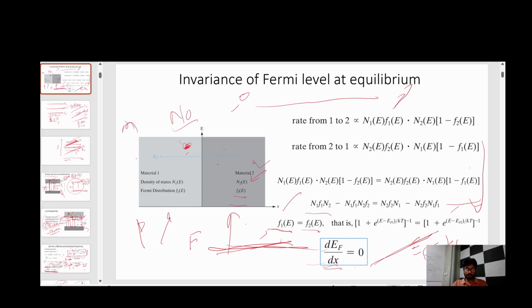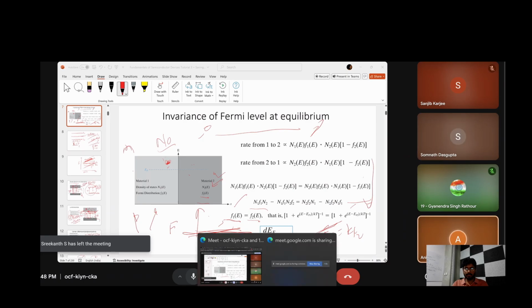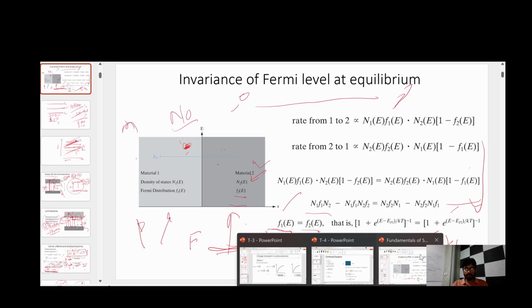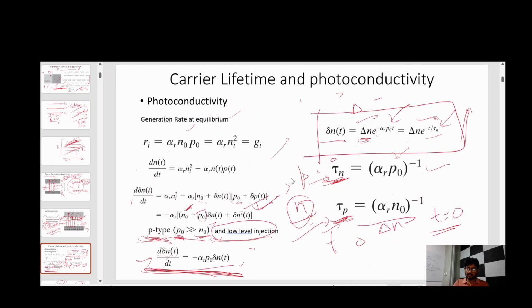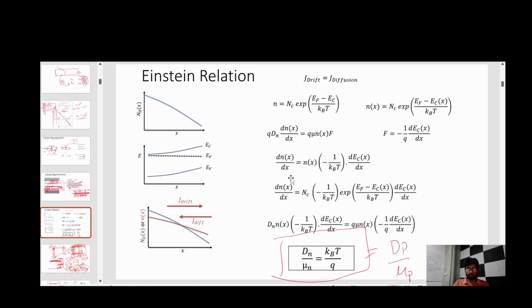And the Einstein relation, sir? Einstein relation? Okay, just give me one minute. The Einstein relation is Dp by mu p or Dn by mu n is equal to kT by q. And there is one question, I think, in assignment four on this one. Sir, proof is not required? Proof is not required.